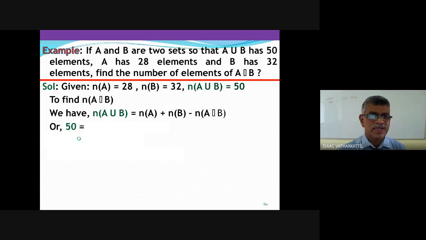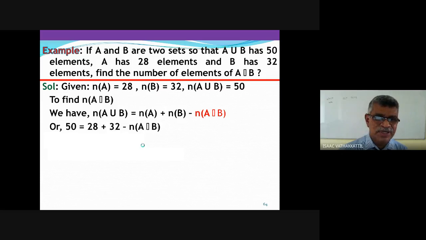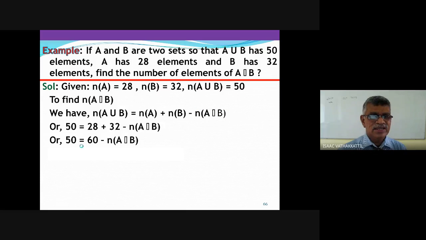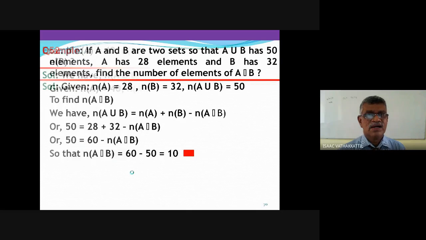Substituting, number of A union B is 50, equal to 28 plus number of B 32 minus unknown number of A intersection B. Right? It is a simple calculation. And what do you get for number of A intersection B? 60 minus 50. That is 10. That is obvious. Is it not simple? Simple question. Let me just pick up one more.